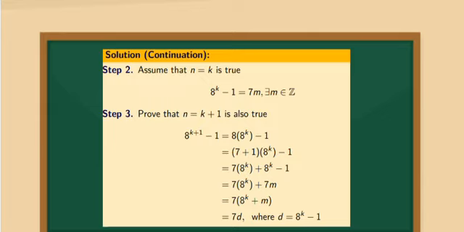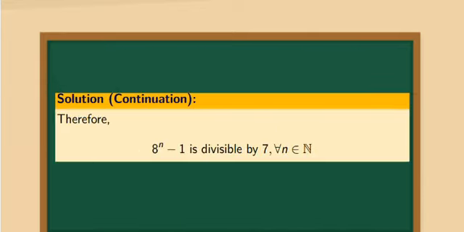Distribute 8 raised to the power of k. That is 7 times 8 raised to the power of k plus 8 raised to the power of k minus 1. Simplify, that is 7 times 8 raised to the power of k plus 7m. Factor out 7. That is 7 times the quantity of 8 raised to the power of k plus m. We let d be our 8 raised to the power of k plus m, which we can write as 7d. Therefore, 8 raised to the power of n minus 1 is divisible by 7 for all n element of natural numbers.